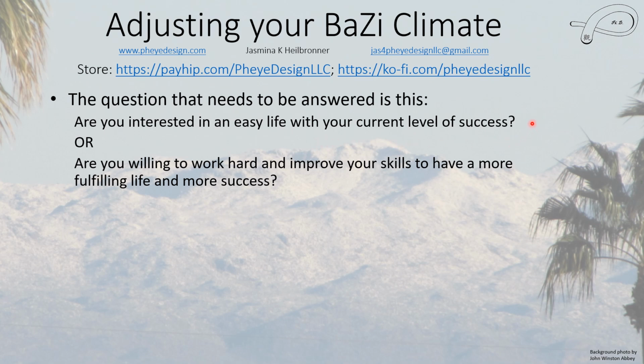okay with your current level of success? The answer is yes or no. And if you want an easy life and you're not happy with your current level of success, the answer is no. Just to be clear about that. Or the other alternatives, are you willing to work hard, improve your skills to have a more fulfilling life and more success? This one might be no to begin with and yes second, but the answer then would have to be yes. So they come together. You probably only want half of it, but it's the second part that's the key.